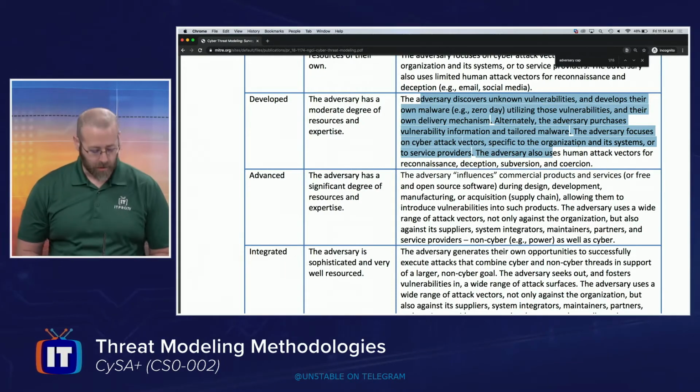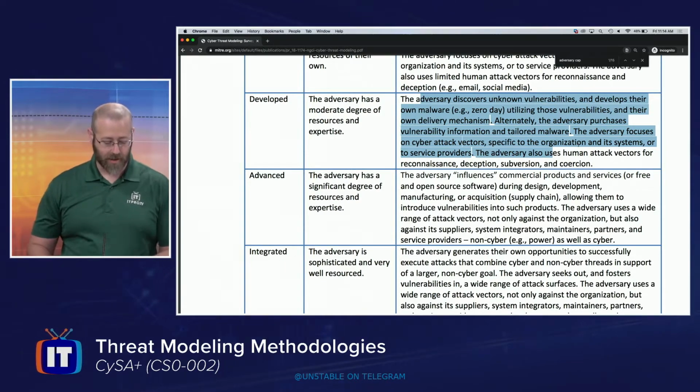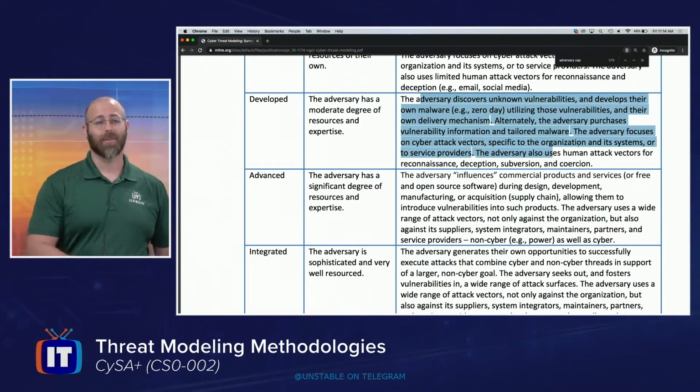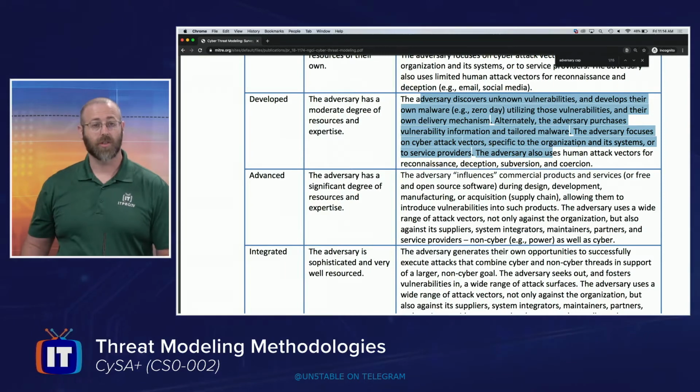Search out, do that exploit development. They have access to significant human or financial resources to attack and plan that execution out. So this is definitely starting to get into a higher class of threat actor, right?